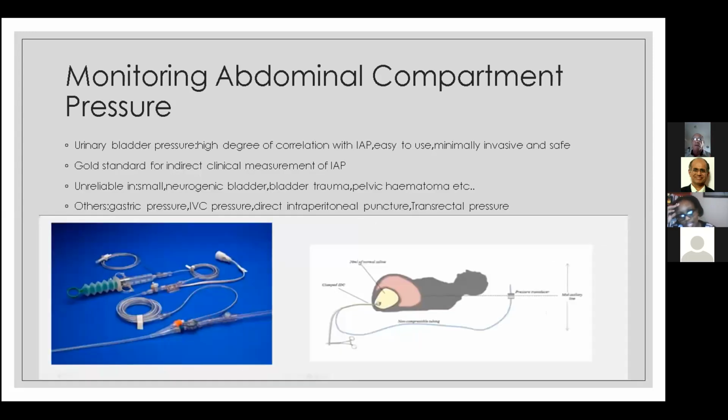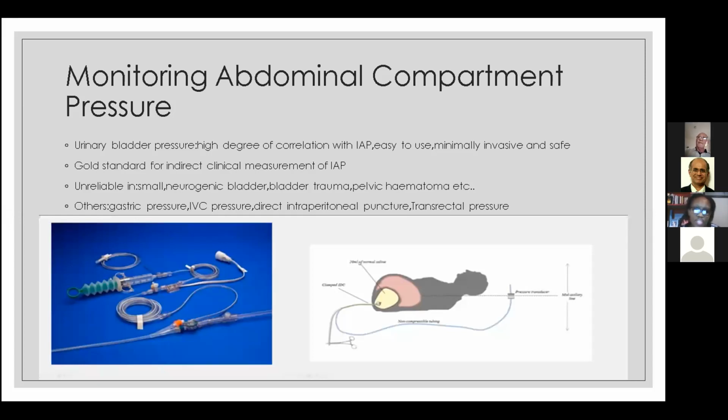How you monitor the abdominal compartment pressure or the intra-abdominal pressure. The gold standard is the urinary bladder pressure or intravesical pressure. It has a high degree of correlation with the intra-abdominal pressure. It's easy to use, minimally invasive, and safe. The conditions in which it's unreliable are a patient who has a small neurogenic bladder, or if there's been bladder trauma or pelvic hematoma, or basically anything that will compress the bladder or injure the bladder.